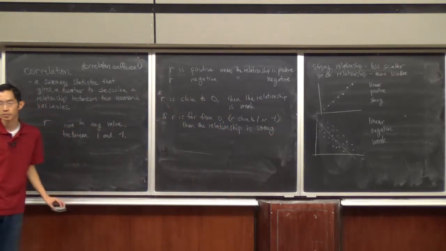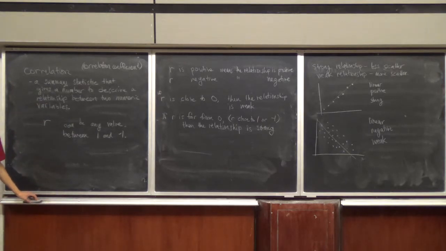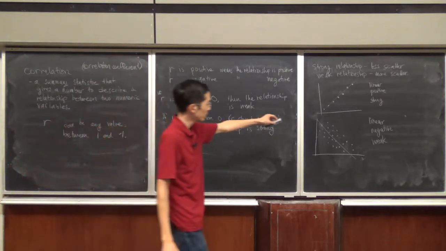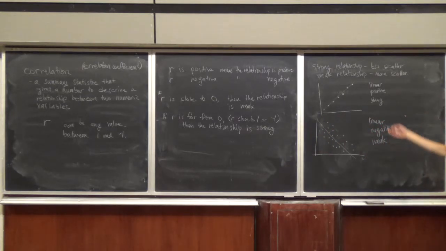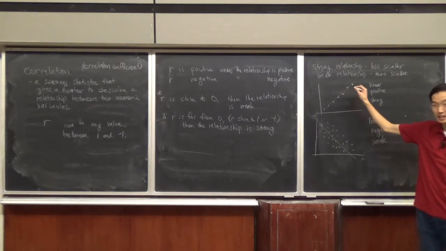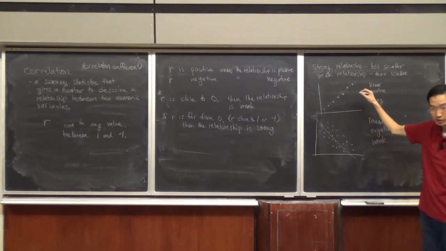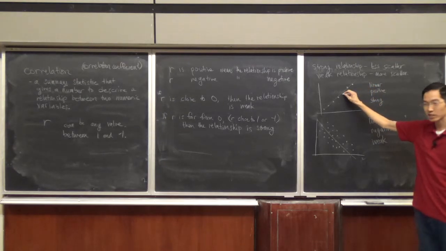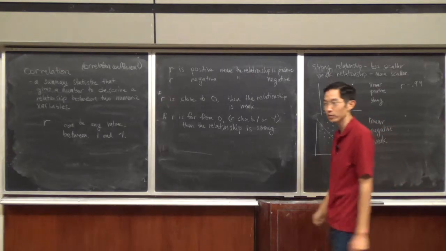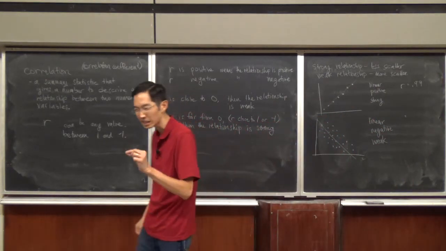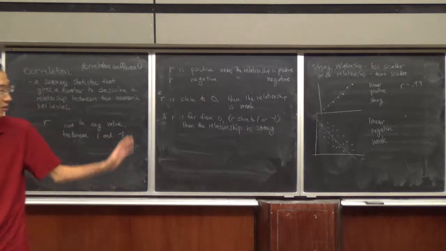So in the first one, with the straight line, is it 1? In this example, where we have a very strong relationship, R would be very close to positive 1. If all the dots were exactly on the line, then R would be positive 1. Because the dots aren't exactly on the line, R is probably equal to 0.99. So very close to 1, positive, very strong.